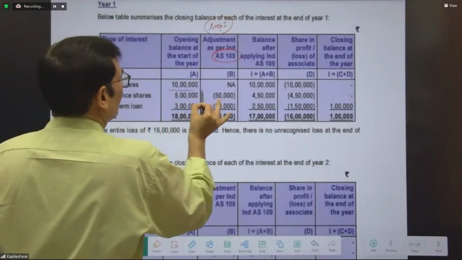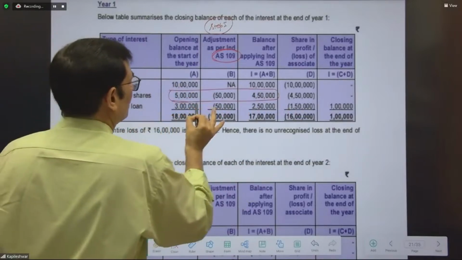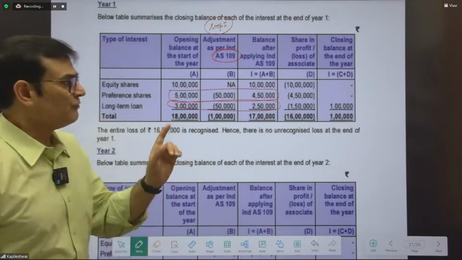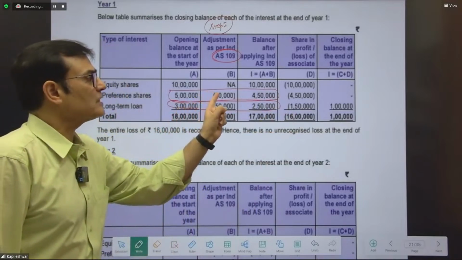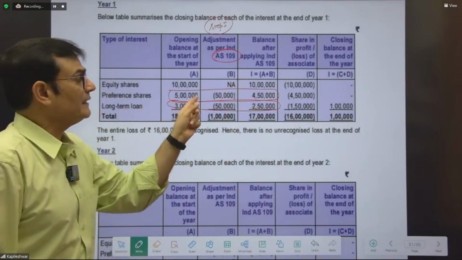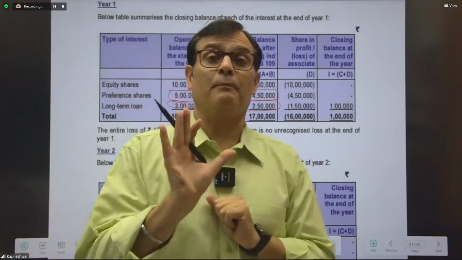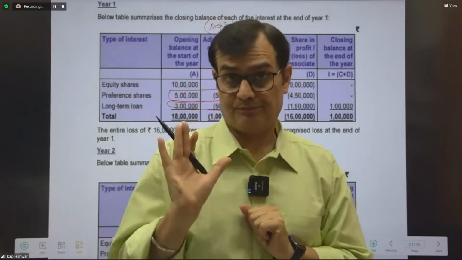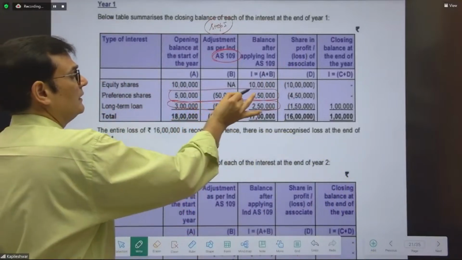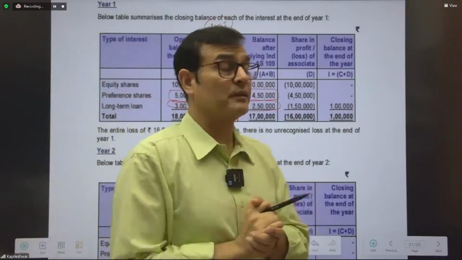The preference share fair value changed by 50,000. The long-term loan got impaired by 50,000. So what we have done is recorded the fair value decline as per 109, so the value stands at 450. We've taken the impairment loss and the value stands at 250. Step number one, apply Ind AS 109. Consider the fair value changes, consider the impairments, whatever, and get the revised values. This is step one. Now, step number two.